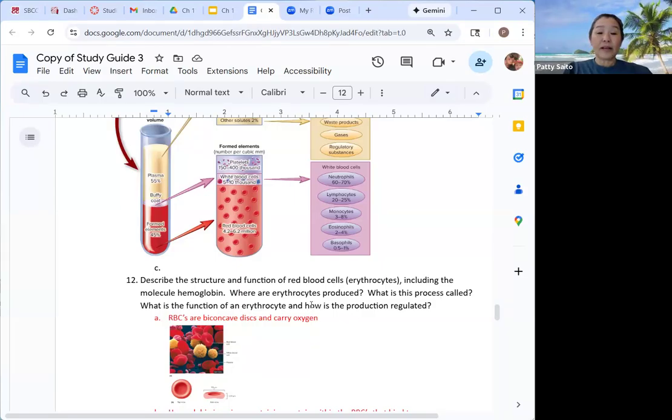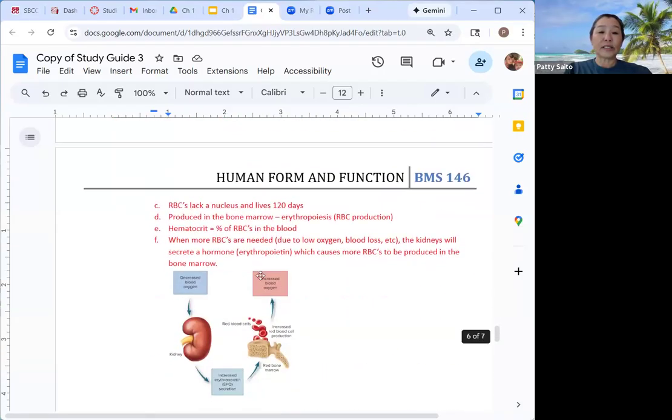And what is the function and how is it regulated? All right. So let's take a look first. There's one more thing I want to talk about: a measurement that you will encounter all the time. All right, that's called the hematocrit. The hematocrit is the percentage of red blood cells in the blood.